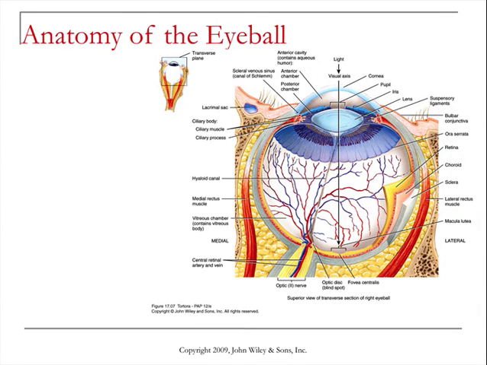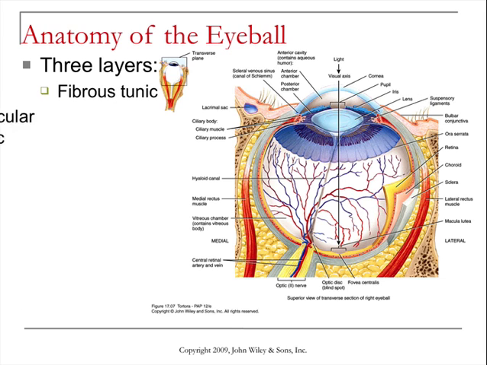Let's now take a look at the anatomy of the eyeball. The eyeball consists of three layers: the fibrous tunic, the vascular tunic, and the retina.